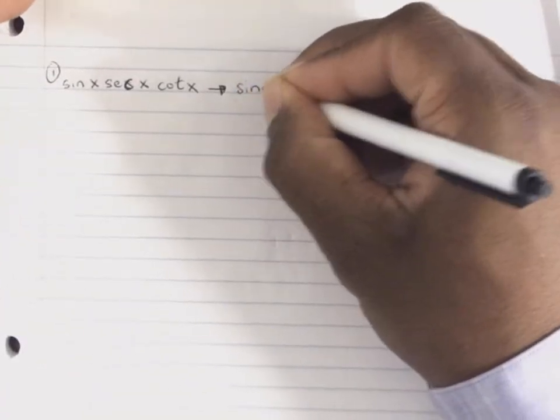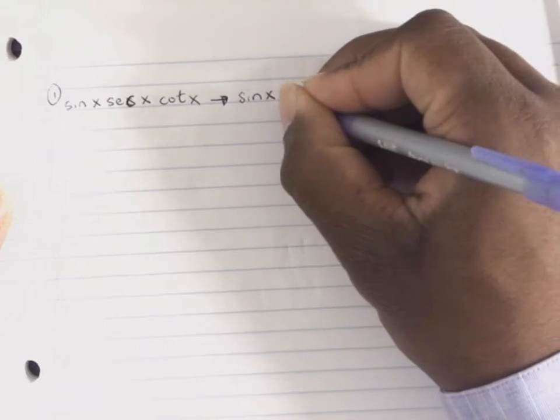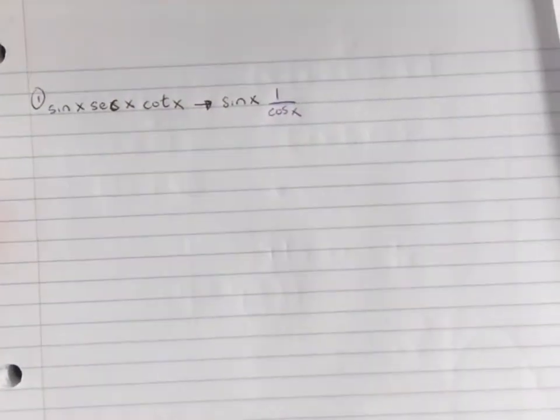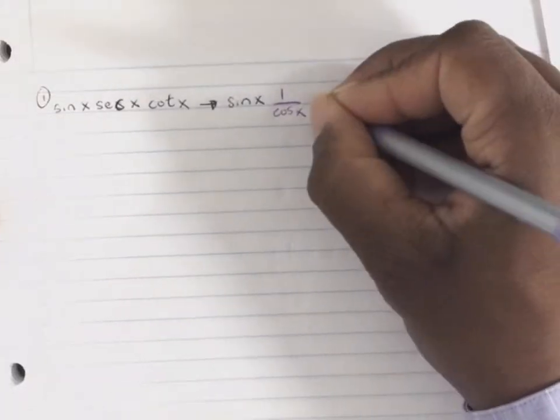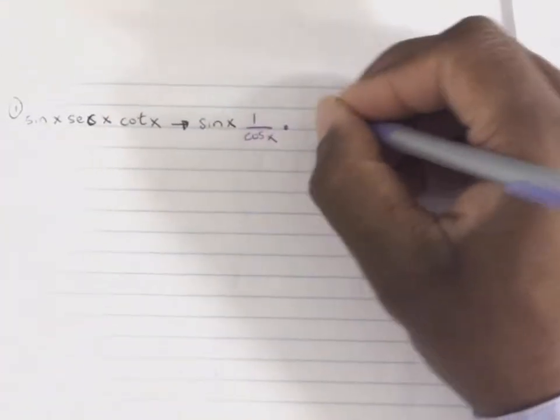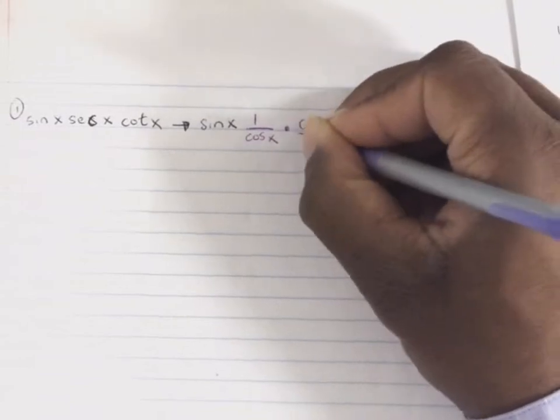So I'm not going to change sine just yet. I will change secant to its reciprocal, which is 1 over cosine x. And then I'll also change cotangent, just so I can see what happens. Looking at the quotient identities, cotangent is cosine over sine. So I would do cosine x over sine of x.